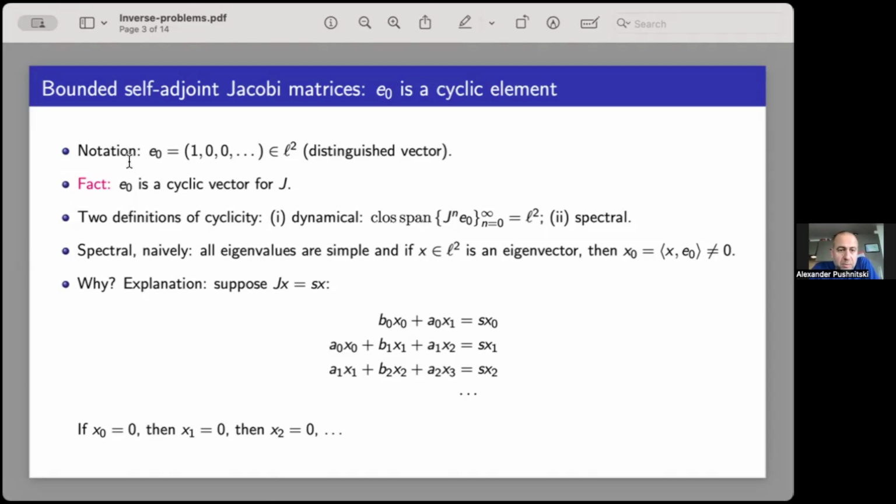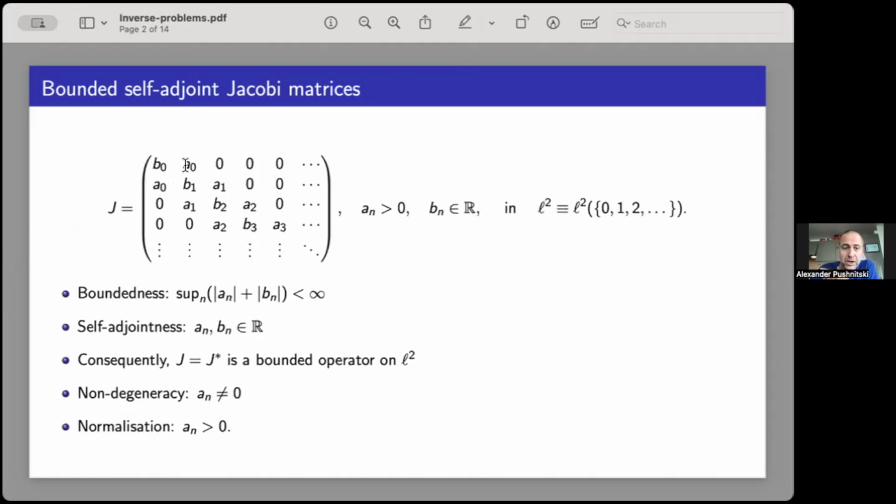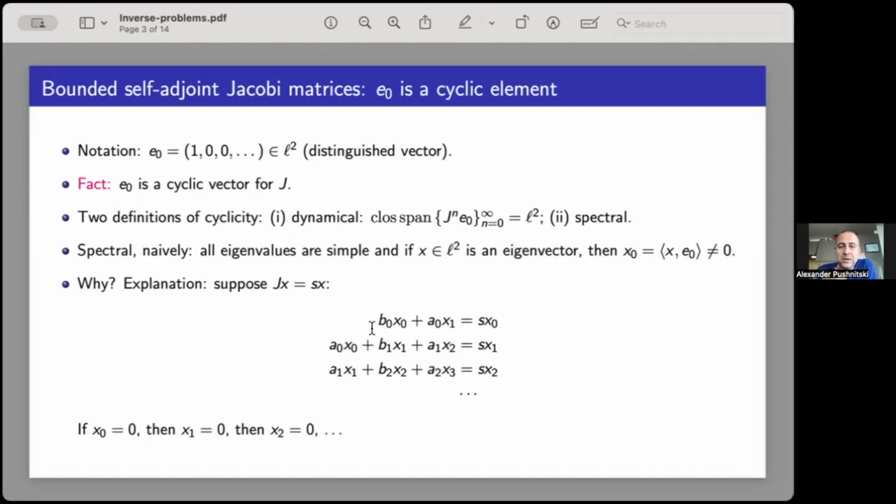So why is E naught a cyclic vector? Let me give a naive explanation. Suppose we have an eigenvector x with an eigenvalue s. For some reason I will denote these eigenvalues by s. Let's write down the eigenvalue equation. Remembering what J is, I apply J to x, and I get this line by line. I record these equations: first equation, second, third, and so on.